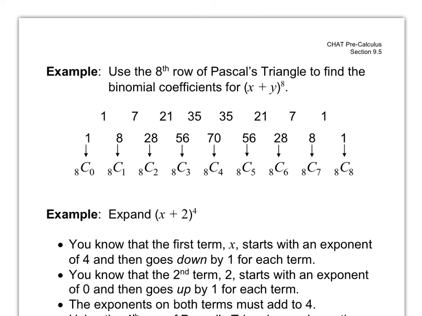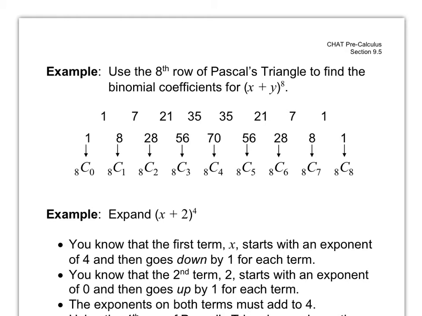So let's look here at the 8th row of Pascal's triangle. So this is the 7th row. This is the 8th row. Okay, so now remember we said if this is an 8, I would have 9 spots. So 1, 2, 3, 4, 5, 6, 7, 8, 9.